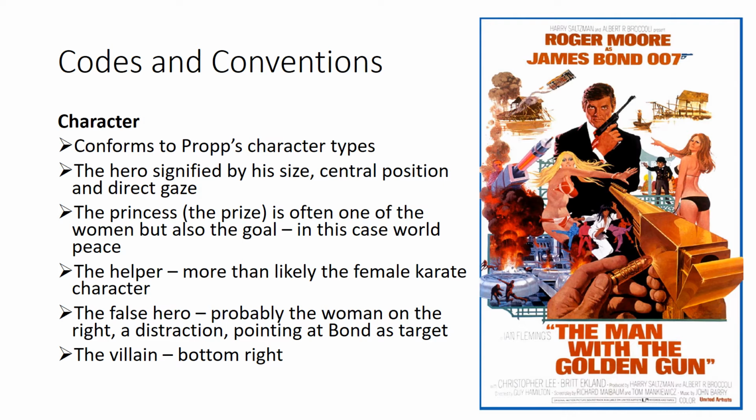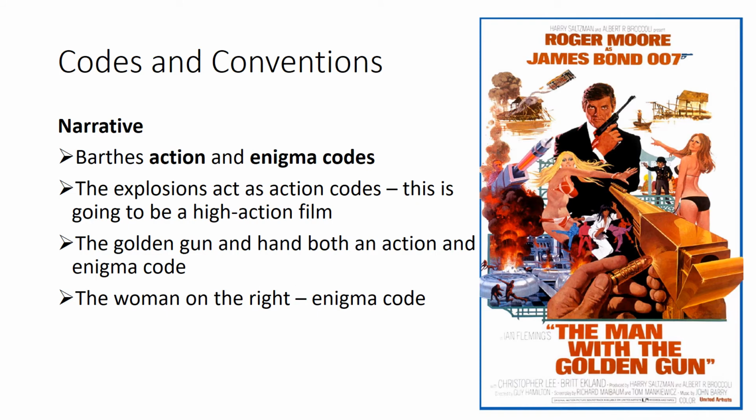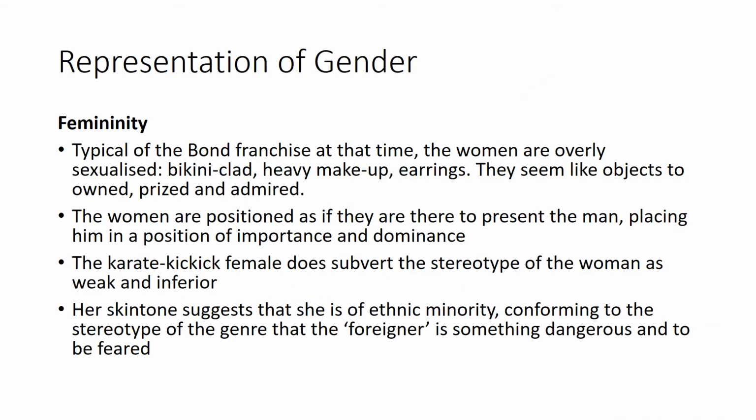The helper is possibly the female karate character, but it's unclear. The false hero, the distraction, is likely one of the women, probably the one that is pointing at Bond. It's almost as if she is directing the gun at him. And the villain is quite clearly the hand holding the gun in the bottom right hand corner. The villain is unclear, which acts as an enigma code, a puzzle for the audience to solve, as opposed to the dark intent of the masculine figure.